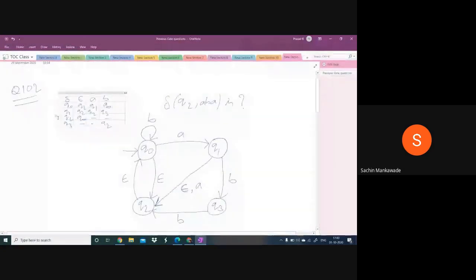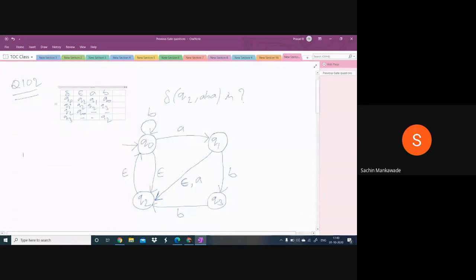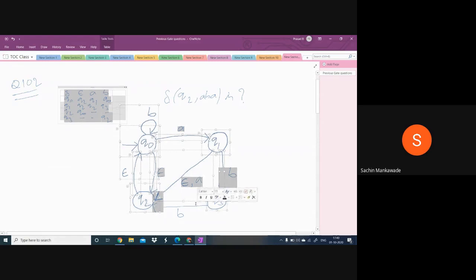In Q0 on epsilon, it is going to Q2. In Q0 on A, it is going to Q1. In Q0 on B, itself. Similarly, Q1 on epsilon, A, Q2; Q1 on A, Q2; Q1 on B, Q3; Q3 on B, Q2; Q2 on epsilon, Q0. This is the equivalent diagram for the given transition table.